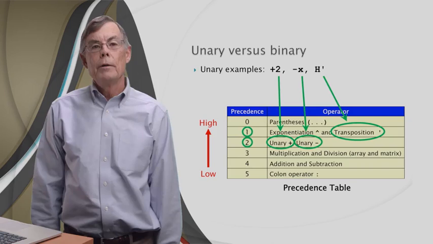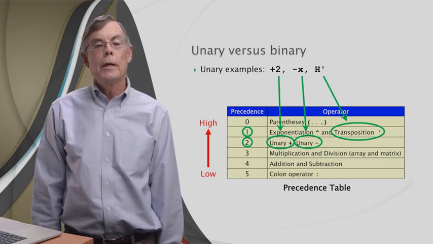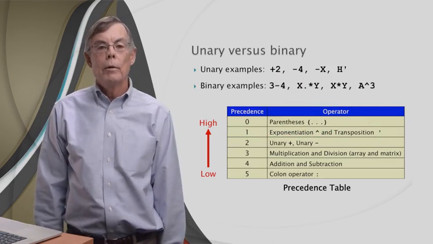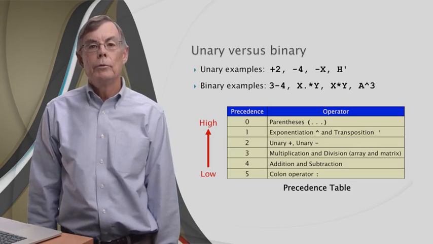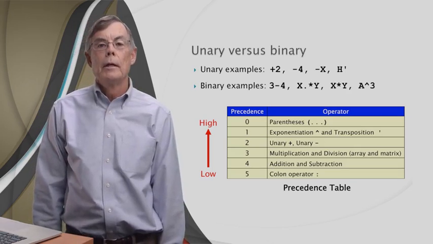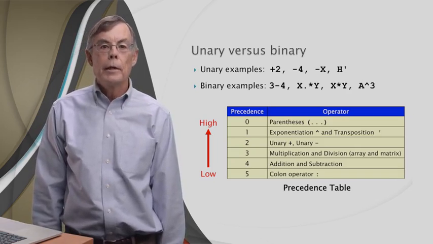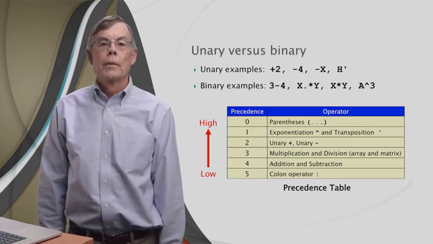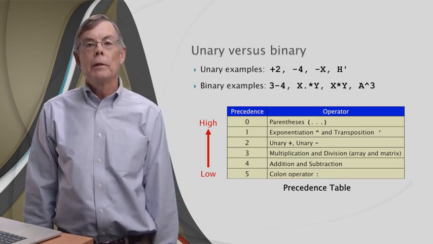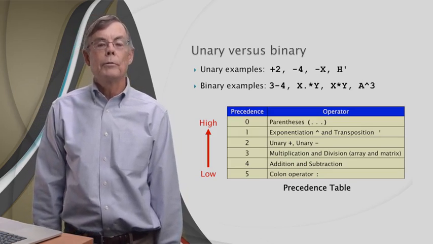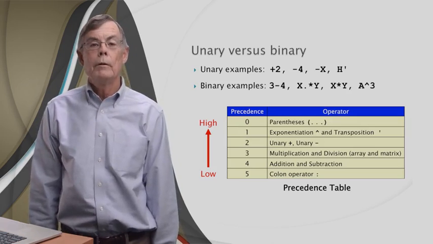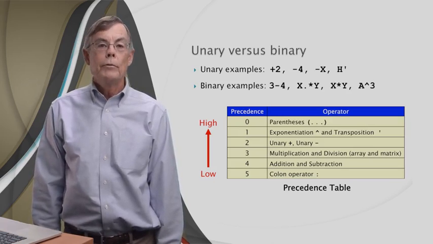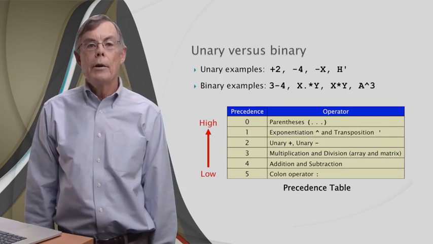But the more common operators are the binary operators, which mean that they take 2 operands. And here you see some examples. 3 minus 4, x dot star y, which you will remember is array multiplication, x star y, which is matrix multiplication, and a to the 3rd power, which is exponentiation. The binary operators rank below the unary operators with the notable exception of exponentiation, which is way up there at 1. Well, we've seen how precedence works, and we've seen that unary operators tend to come before binary operators.